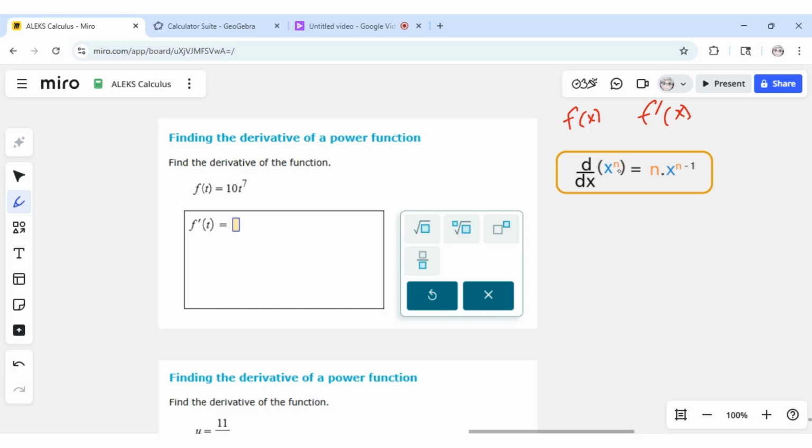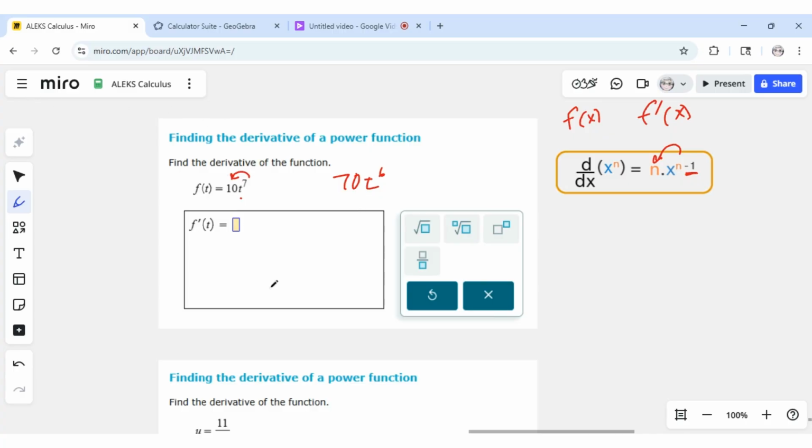So if you have x to some power, to get that derivative, first of all, you take that power and you multiply it out front. Then you subtract 1 from the power. So it's kind of a two-step thing. Let me show you how that works here. So first, I take the power and I multiply it by 10. So I've got 70. Then I write my variable, but I subtract 1 from the power. So the derivative of 10t to the 7th is 70t to the 6th.